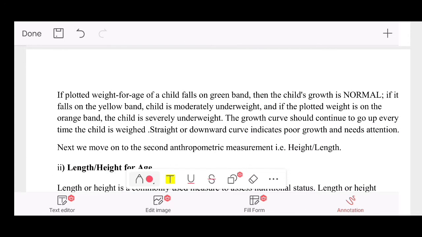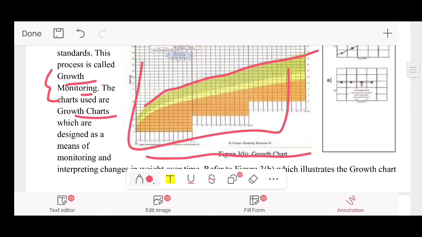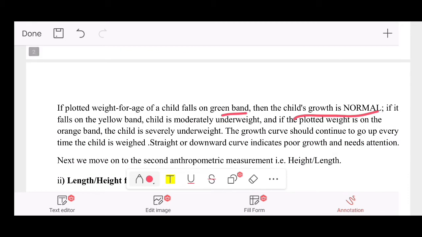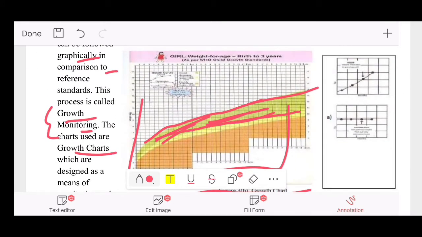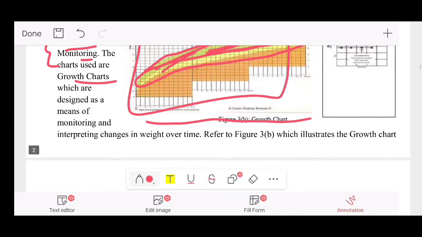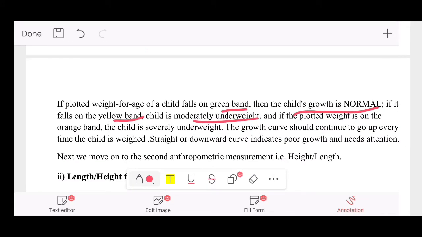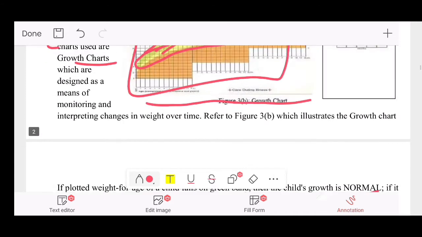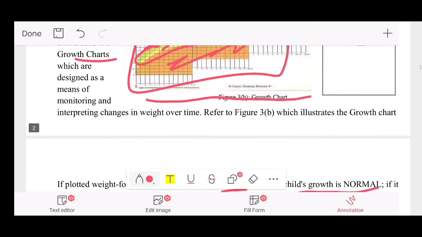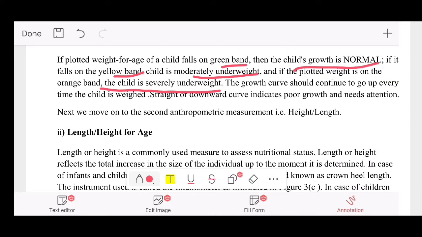If the plotted weight for age of a child falls on the green band, then the child's growth is normal. See, these are the standard. If the baby's weight according to the age comes in this green band, then it is normal. Okay, if it falls on the yellow band, the child is moderately underweight. Means if it comes in this yellow band, then it is moderately underweight. And if the plotted weight is in the orange band, the child is severely underweight, means in a malnutrition condition. Means if it comes in this orange area, then we can say that he or she is underweight.